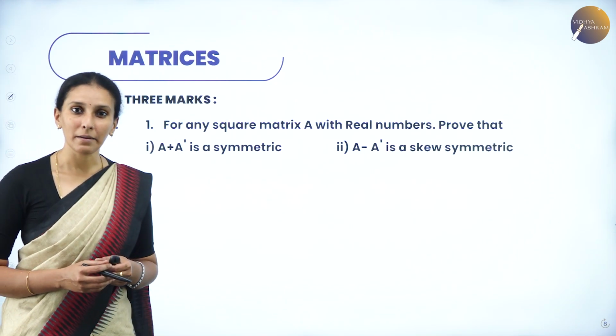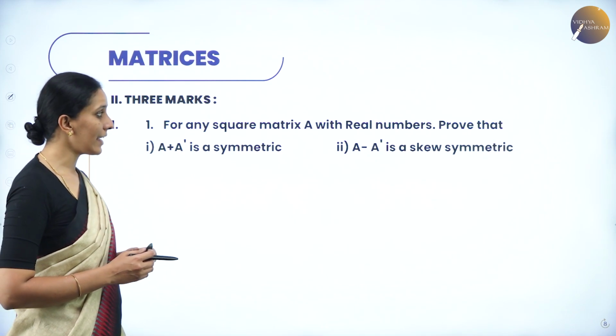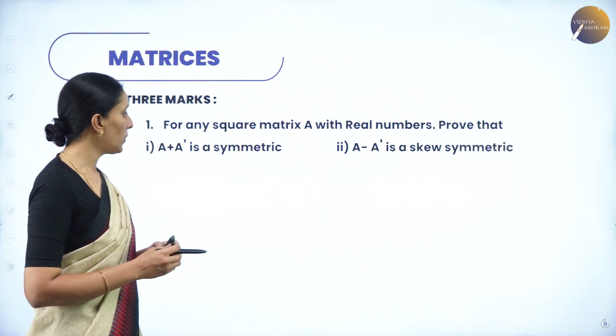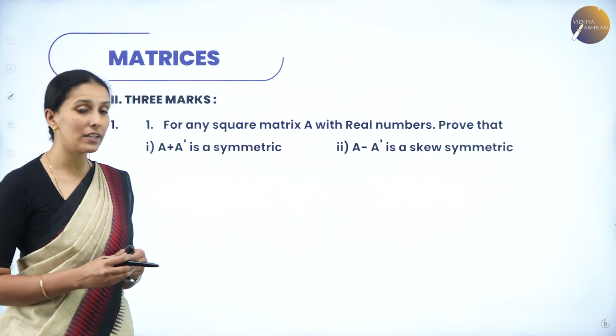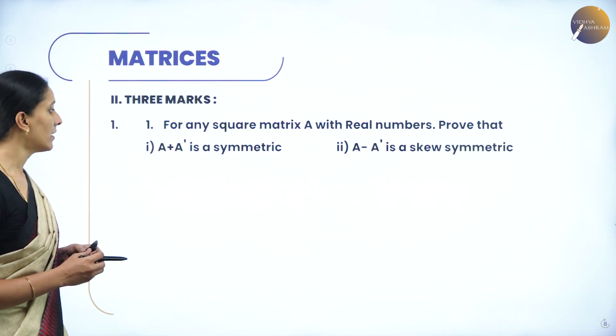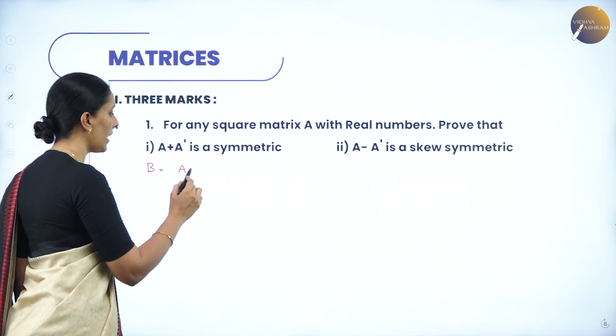Now, let's take the 3-mark question. The very first question we have here: for any square matrix A with real numbers, prove that A plus A dash is symmetric and A minus A dash is skew symmetric. So, let us prove this theorem now. Let me consider B is equal to A plus A dash.